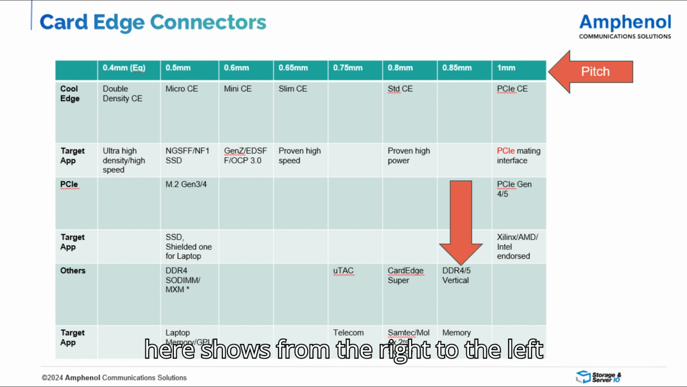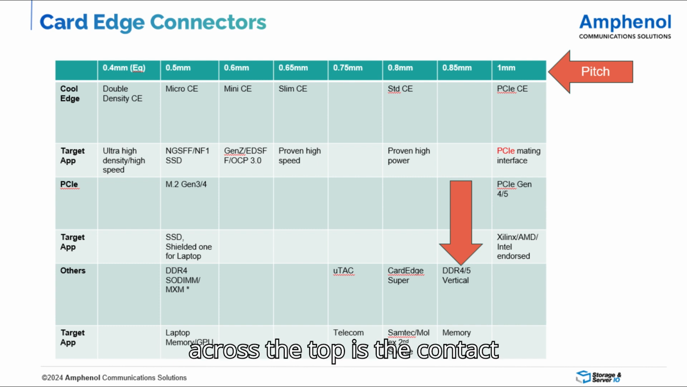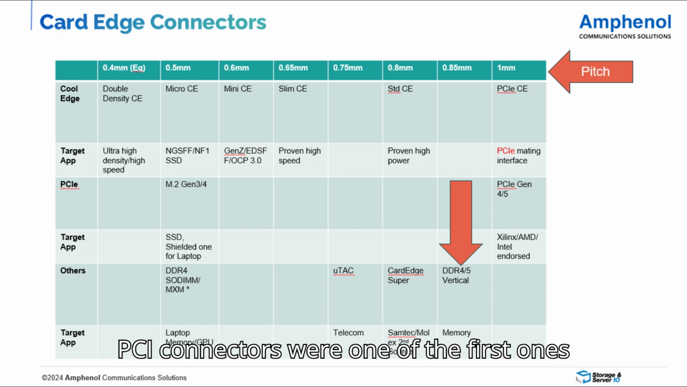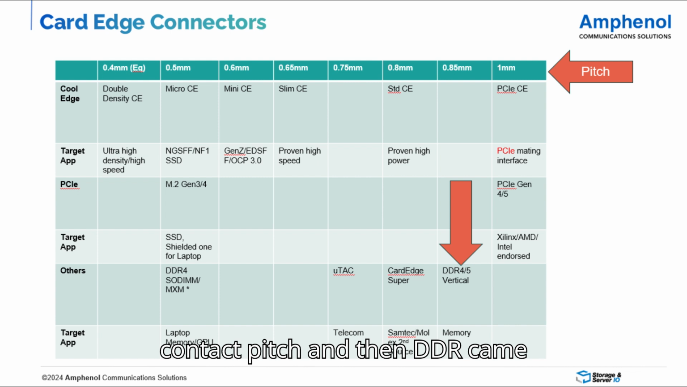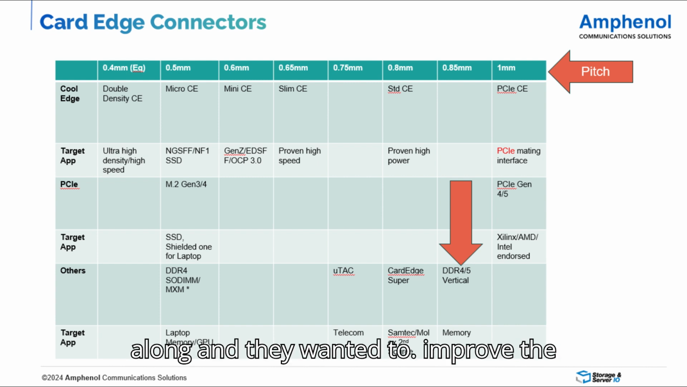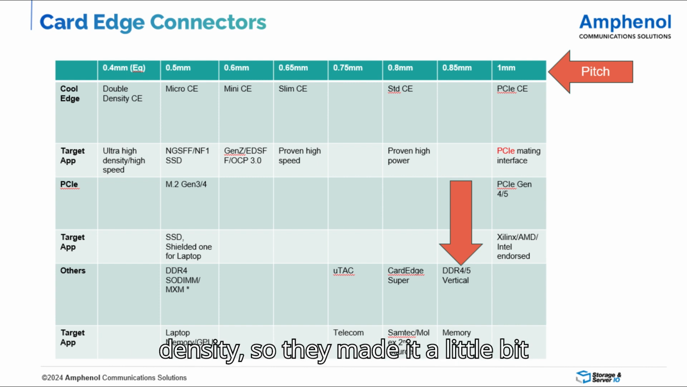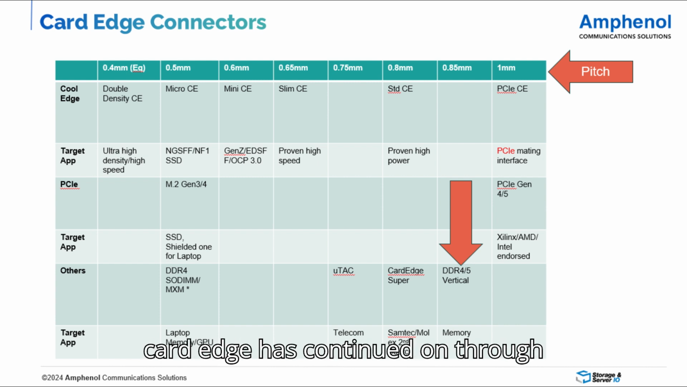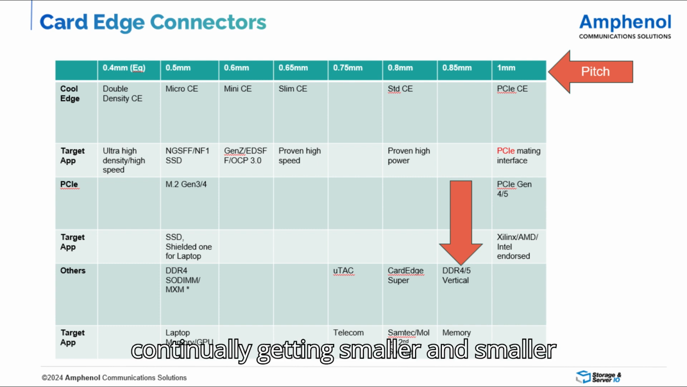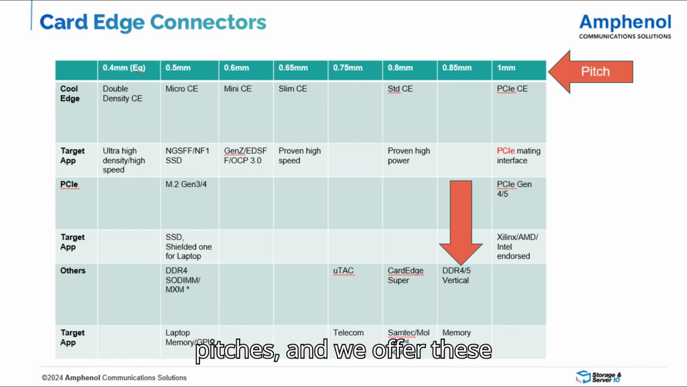And this chart here shows, from the right to the left across the top, the contact pitch for the connector. And what you can see is the PCI connectors were one of the first ones to come out. They started out with a 1 millimeter contact pitch. And then DDR came along and they wanted to improve the density, so they made it a little bit tighter pitch. But the evolution of the card edge has continued on through continually getting smaller and smaller pitches.